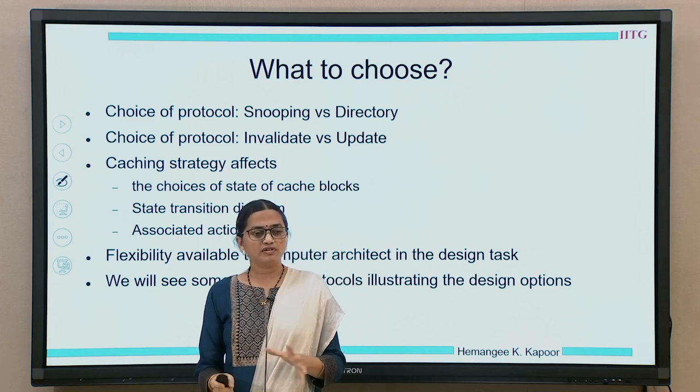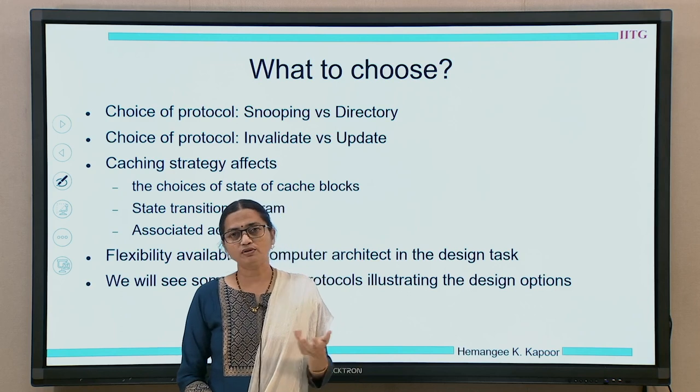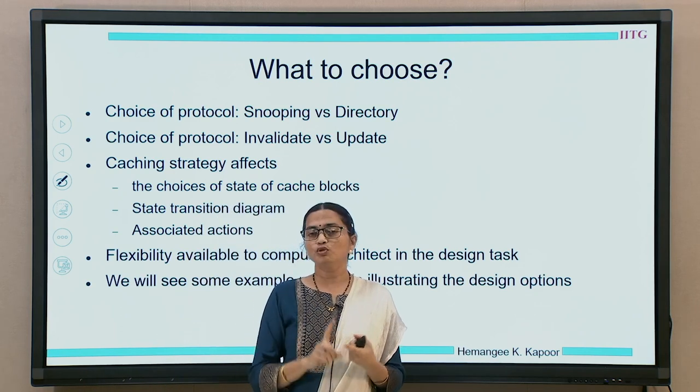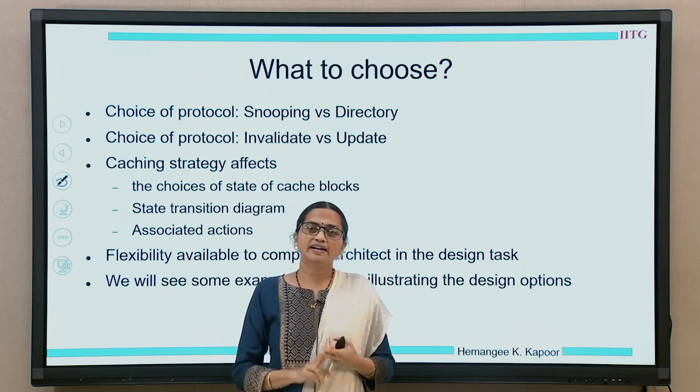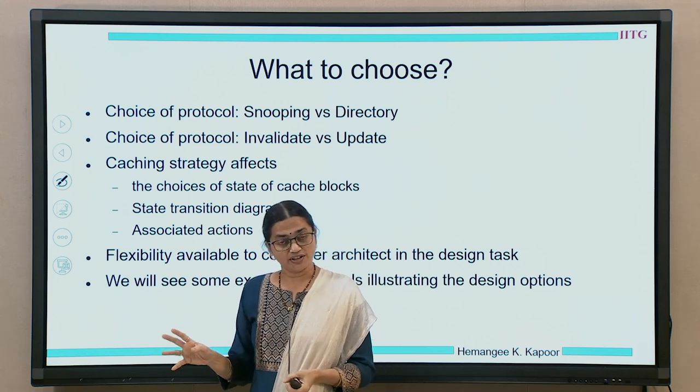Okay, so we've seen many things. So what do I choose, right? So there's no one solution. We'll just list what the options are. So what options do I have? I have a snooping protocol, or I have a directory protocol. Then I have an invalidate based protocol and an update based protocol. And then different caching strategies are there.